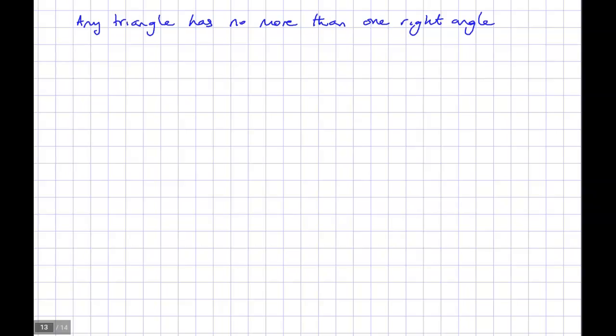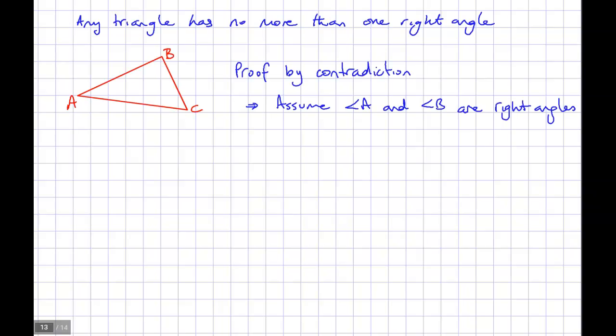This one's sort of a geometrical one. So let's have any triangle, and we're stating that there is no more than one right angle. So there's either one right angle or no right angles. There's certainly not two or more. That's the statement. So how do we prove that? So let's do the complete opposite. So with a proof by contradiction, we need to come up with a statement that is directly opposite to what we're trying to prove.